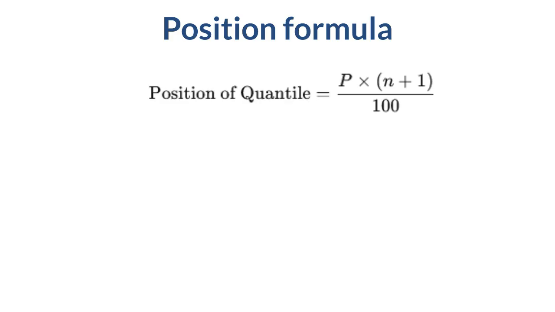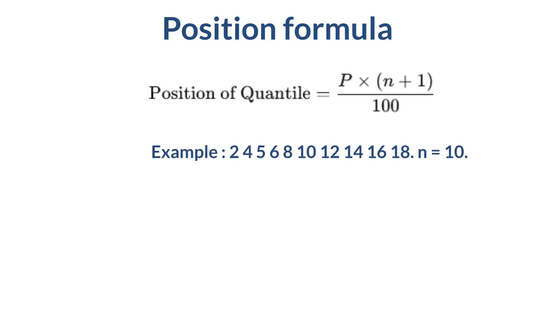Worked examples. We'll now demonstrate how to calculate quartiles, quintiles, deciles, and percentiles using a sample dataset on the BA II Plus calculator. The calculator doesn't have built-in functions for quantiles, so we'll use sorting and manual calculations. Example dataset: 2, 4, 5, 6, 8, 10, 12, 14, 16, 18. N equals 10. Quartiles: Q1, Q2, Q3. Step 1. Sort the data. Sorted data: 2, 4, 5, 6, 8, 10, 12, 14, 16, 18.